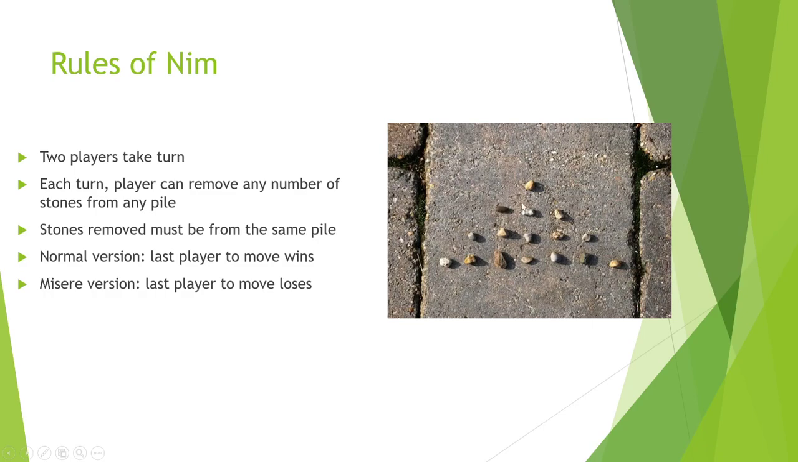Nim is just a random number of stones organized into piles, and on each turn a player can remove any number of stones from any pile, but he cannot remove stones from different piles. And then there are two versions of the game: the normal version, in which the player who takes the last stone wins, and then the misère version, in which the player who takes the last stone loses.